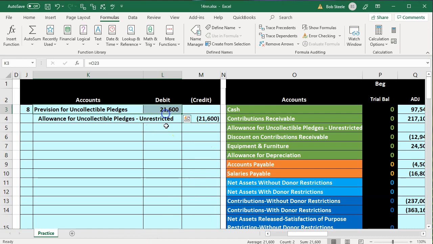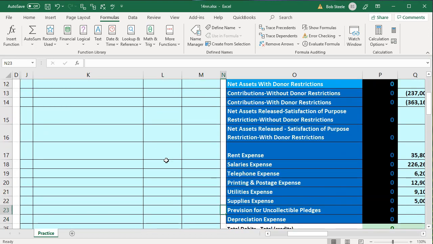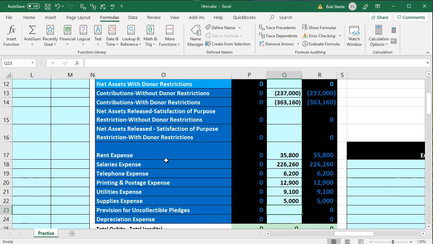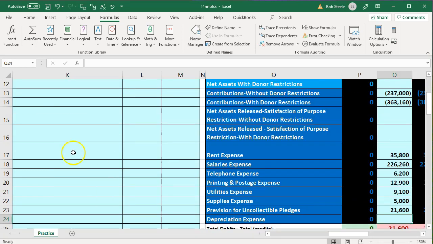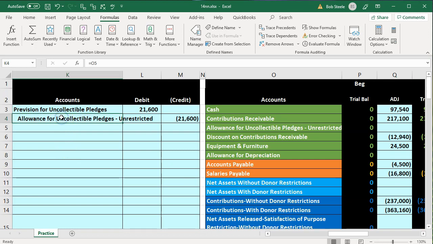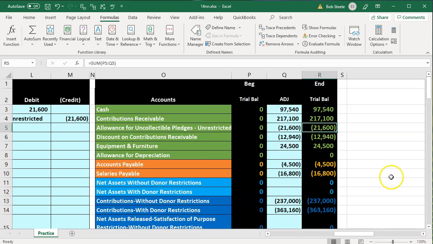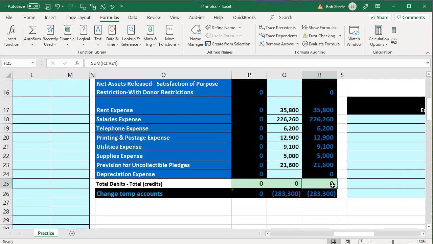So here's the provision for uncollectible pledges. We're going to go up top, and that's going to be down below, kind of an expense similar to bad debt. We're in Q23. I'm going to say equals and scroll back up top, and we're going to pick up that debit of the $21,600. Then we have the credit to the allowance for uncollectible pledges. That's up top here in Q5. Within Q5, I'm going to say equals, scroll over to that $21,600 and enter. And there we have that. So that puts us back in balance up down below.